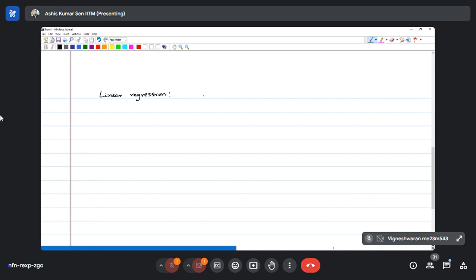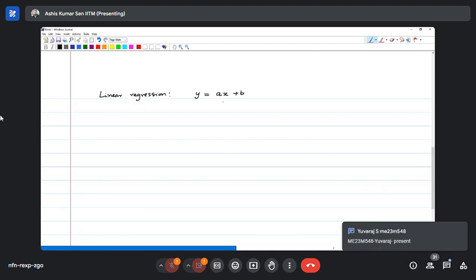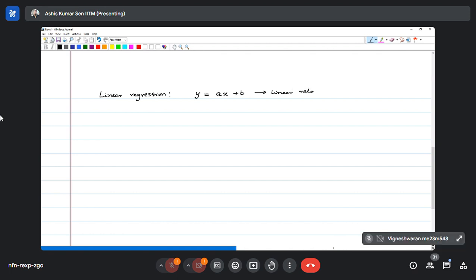Okay, so let's say you have a dependent variable y which is related to an independent variable x through a relationship which looks like y equal to ax plus b. So this is a linear relationship between y and x, right? Now for a data set, you want to find out what this relationship is.